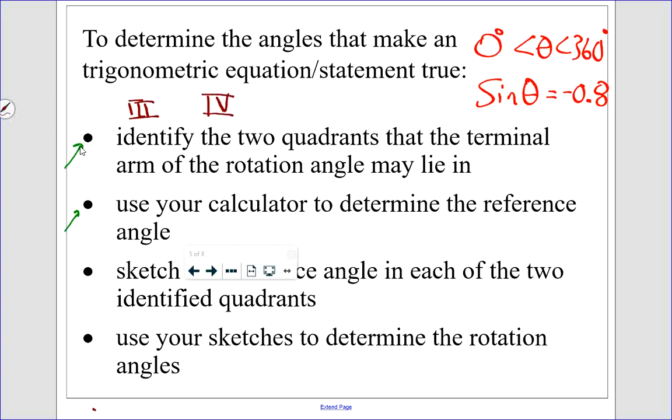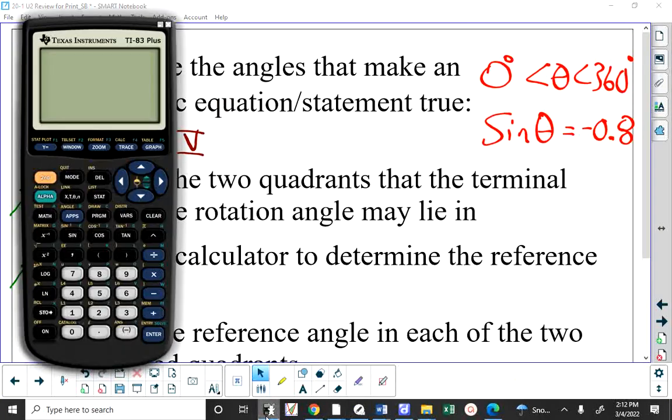The second thing you do is you find the reference angle. When you find the reference angle, you take the inverse trigonometric ratio, in this case it's inverse sine, of the number. If the number is negative, if what the trigonometric ratio is equal to is a negative value, you do not include the negative in your calculator move. So the reference angle, always check to make sure you're in degrees. The reference angle is 53 degrees.